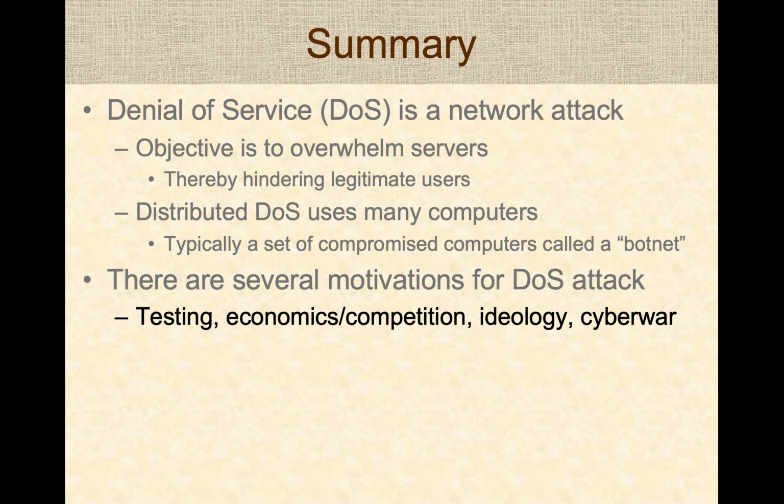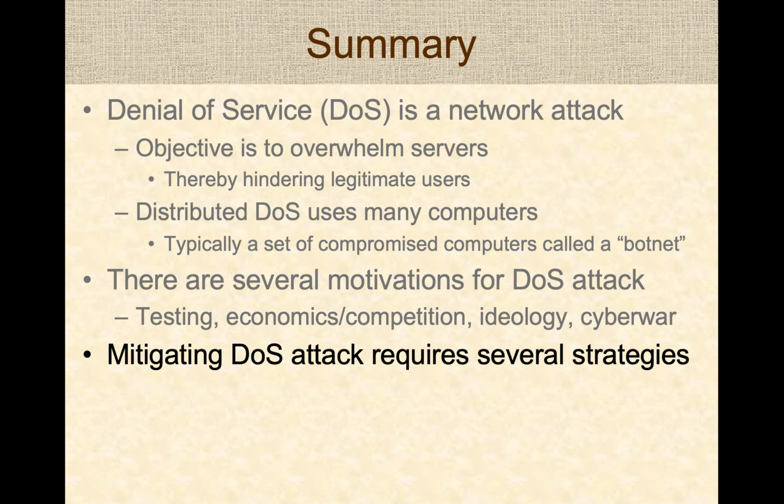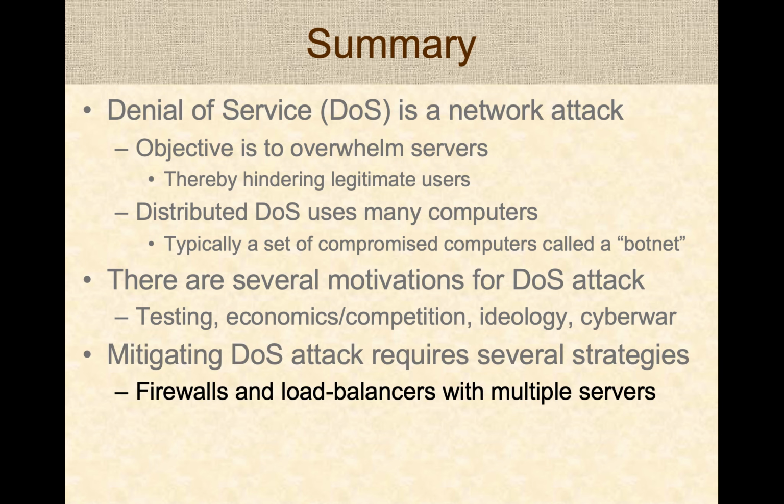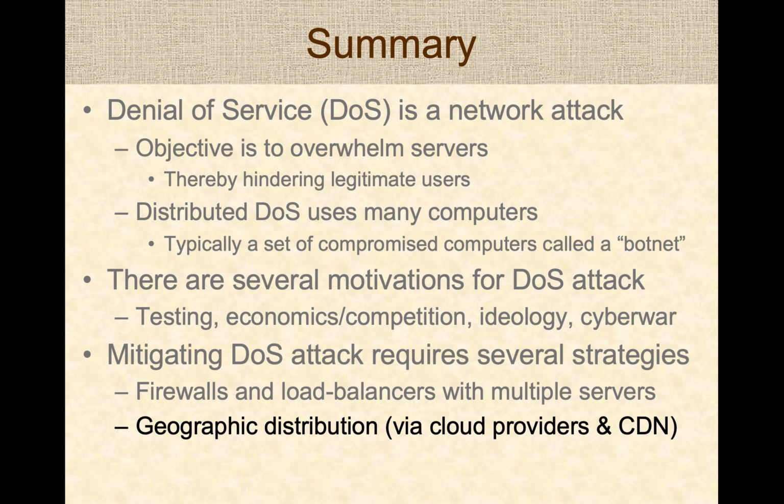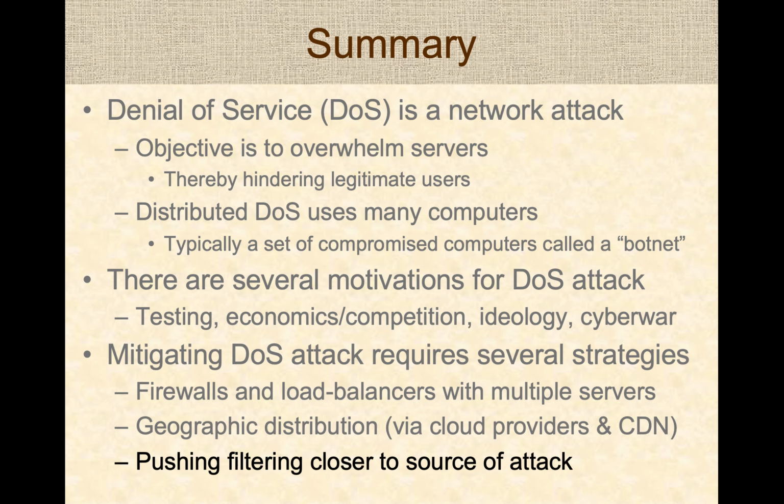There are several motivations to do a DDoS attack. It could be for testing, for economics, or to subvert a competitor. It could be based on ideology or as part of cyber war. And mitigating DDoS requires several different strategies, so you have to have a plan for this. Using firewalls and load balancers with multiple servers helps. Using a geographically distributed infrastructure via different cloud providers and a content delivery network will help with this situation. And of course, pushing the filtering closer to the source of attack also helps to mitigate some of these issues.